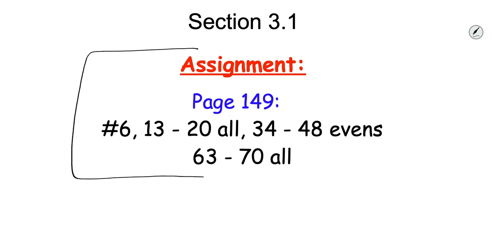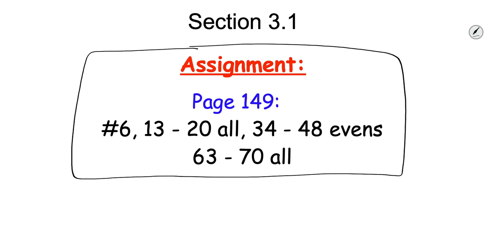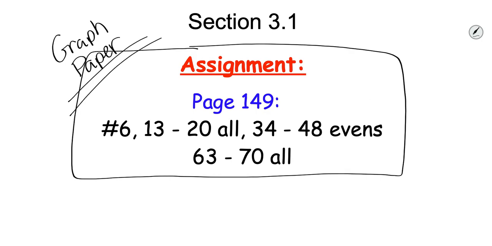Here is your assignment. So please do this on graph paper. All right, it's going to help you keep everything square. You're not going to have to draw your own graphs. I don't want you to draw your own graphs. I want you to use graph paper, okay?